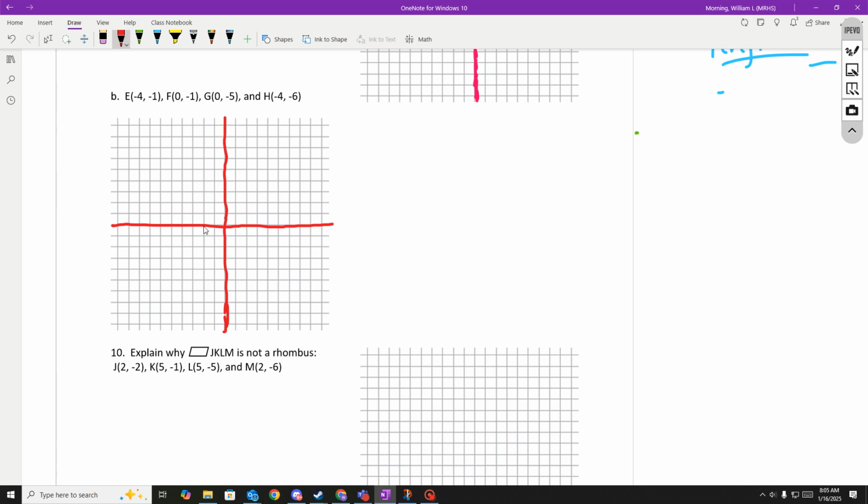Negative 4, 1. Negative 1, 0. Negative 1, 0, negative 5. Negative 4, negative 6. That looks odd.